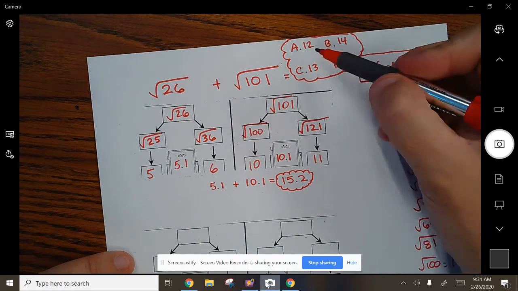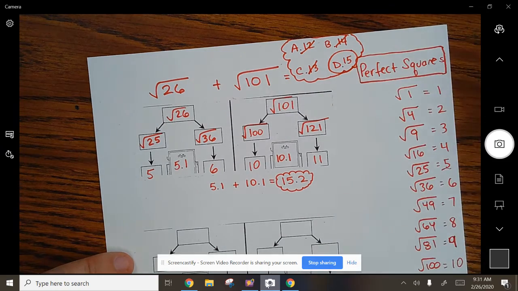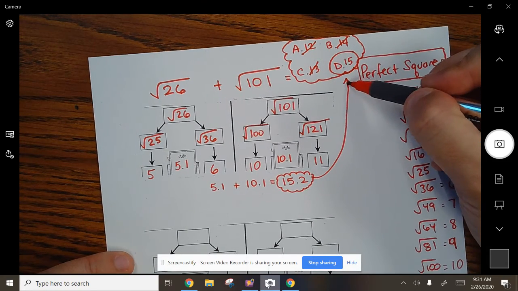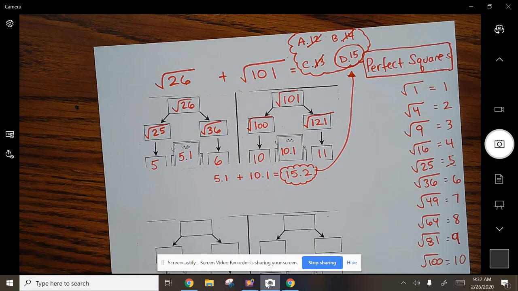If we were to pick one, we would pick that as our answer, right? That's how easy some of these problems are going to be. Can you estimate and get through this? All right. Let's do another one.